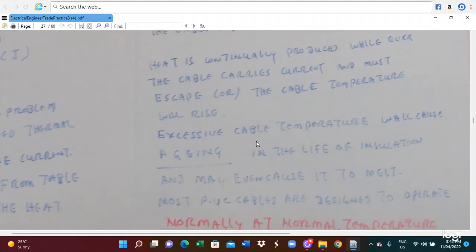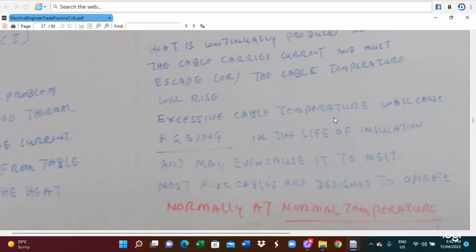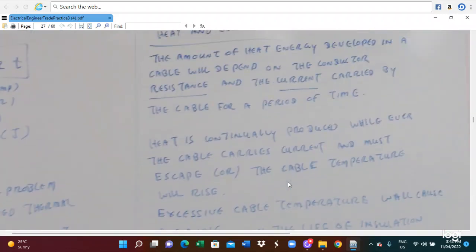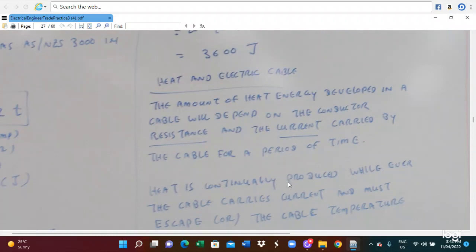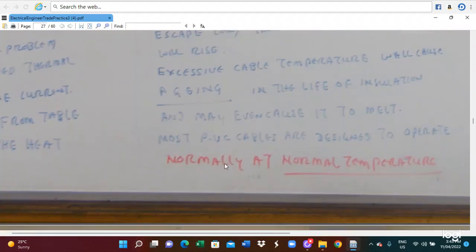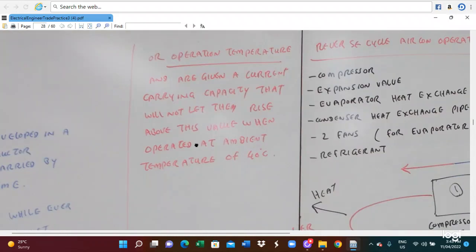In this case, excessive temperature will cause aging of the insulation, and it may even cause melting. Most PVC cables are designed to operate normally at the normal temperature. So this is how cables heat up. We have to only allow the rated current in the cable. When the temperature is too high because the current is higher, it will damage the insulation. Therefore, we also have to depend on the nominal temperature. We allow the cable to operate at a nominal temperature.